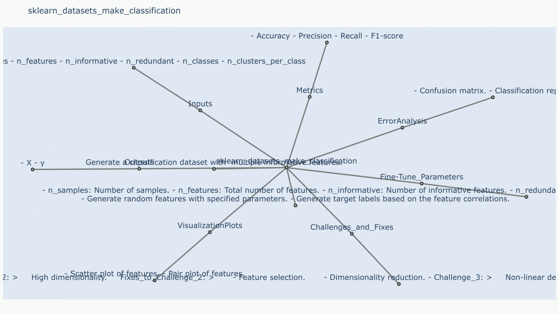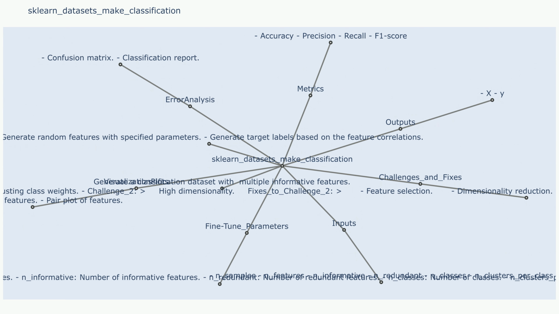Visualization plots. Scatter plot. This can be used to visualize the separation of classes in the feature space. Pair plot shows the relationships between all pairs of features, highlighting any potential patterns or separation between classes. Decision boundary plot visualizes the decision boundaries of a trained classifier on the generated data.